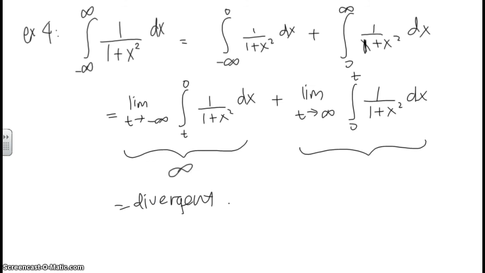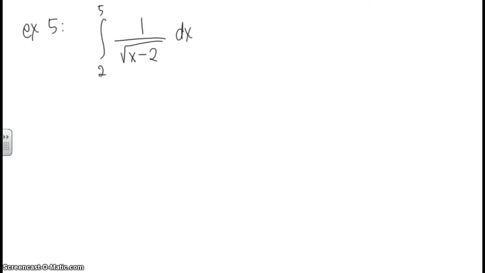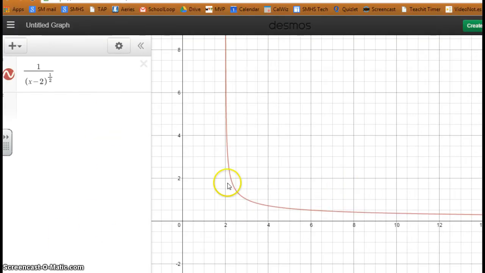Okay, so moving on to the next example, which looks like this. In this case, we're talking about an asymptote. We have x equals 2 when I plug it in. So let's take a look at what that graph looks like first. The graph looks something like this, 1 over the square root of x minus 2. And we're taking the integral from x equals 2 out to x equals 5.